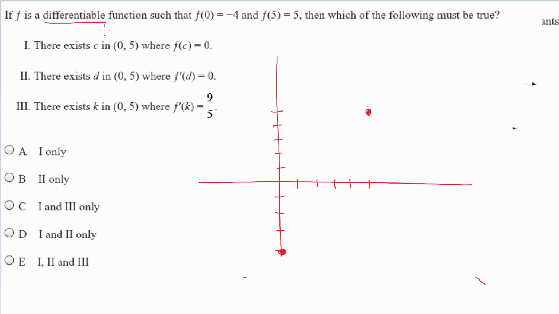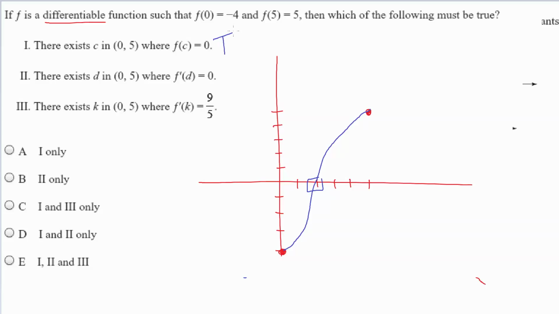Good. Which of the following must be true? There exists a c from 0 to 5 where f of c is 0. Well, that seems pretty obvious. If it's differentiable, it's continuous. If it's continuous, there's no way for me not to go through 0 there. So that is definitely true.